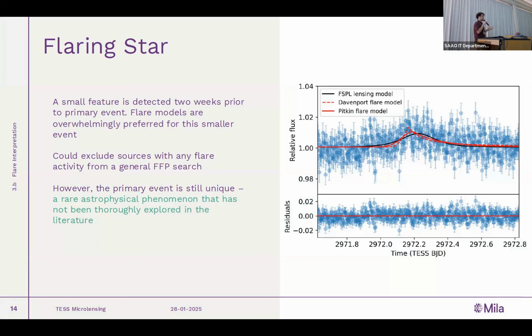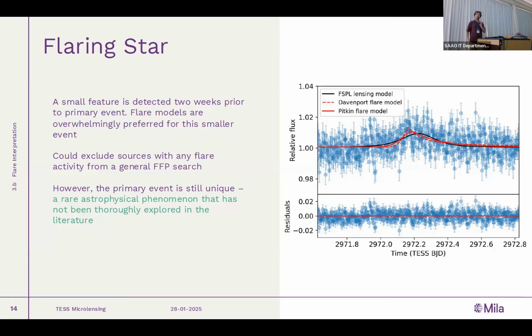And so you might just want to exclude this from any sort of general FFP search if you want to be very conservative. But because the primary event, which is what is picked up by our BLS search, is much larger than this, that was what we performed all the cuts on. And we can't put the genie back in the bottle. We've already seen this event.